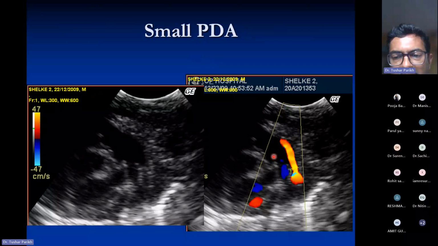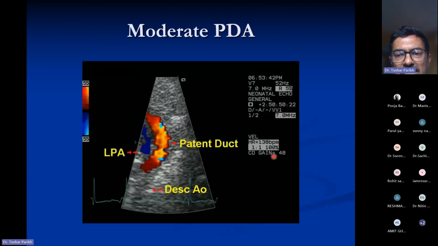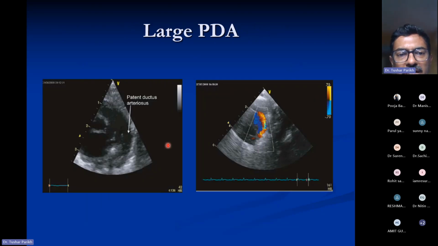Now this is a small PDA. The PDA is constricted well and the size is less than 1.5 millimeter. It's a small PDA. Now, if the PDA size is more than 1.5 millimeter or there is a slight constriction, then there is a moderate size PDA. And if the PDA is seen like this, where there is absolutely no constriction, and then there is a channel as big as left pulmonary artery or right pulmonary artery, and there is absolutely no constriction in the PDA channel, then it is a large PDA. And this large PDA will be invariably more than 1.5 millimeters, will be more than 2.5 millimeters.